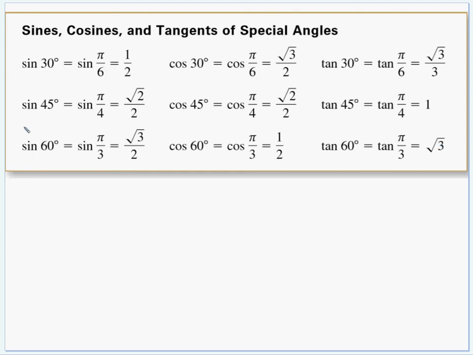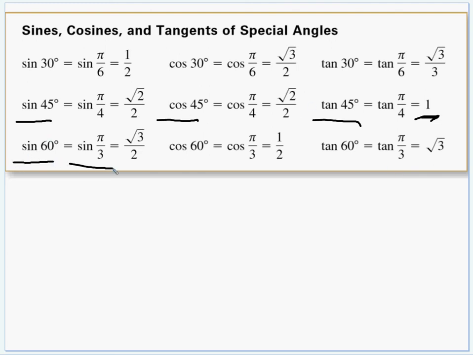Next is 45. Sine of 45, cos of 45, tan of 45. Also the angles pi over 4 radians. And we have their outputs: root 2 over 2 for the sine and the cos. Tan is 1. Finally, our 60-degree angle.